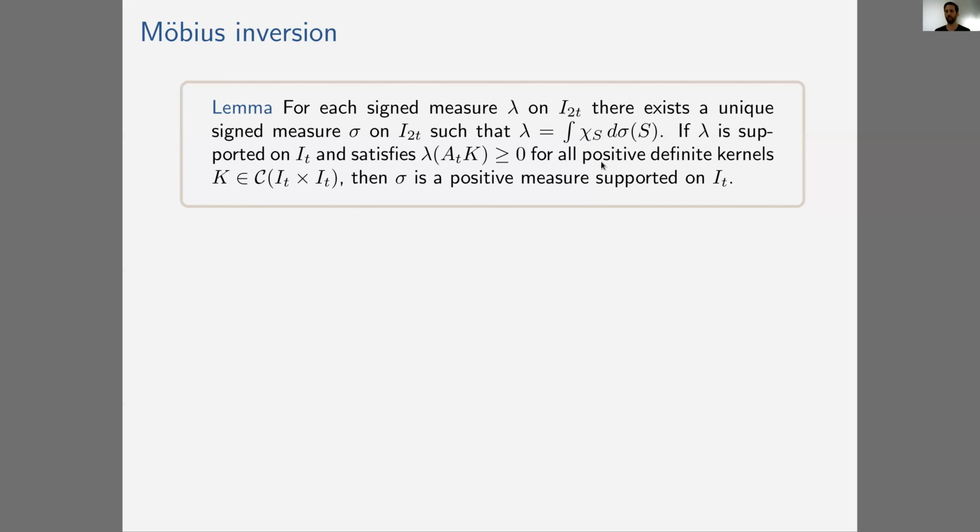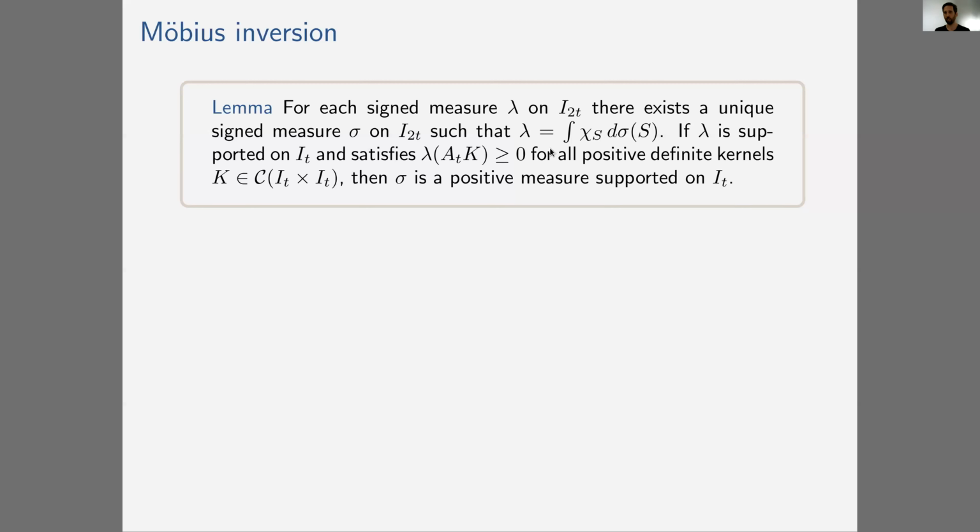Now, just as for the Fourier transform, you have that positivity is preserved in some way under this transformation. So if lambda supports this sort of positive definiteness condition, then on the other side, sigma will be positive and vice versa. If sigma is positive, then lambda will satisfy this positive definiteness condition. Now, this is about Mobius inversion, but maybe with a twist, or maybe two twists. So one is, instead of functions, we consider measures, right? So you cannot really talk about what this measure is at a point, right?